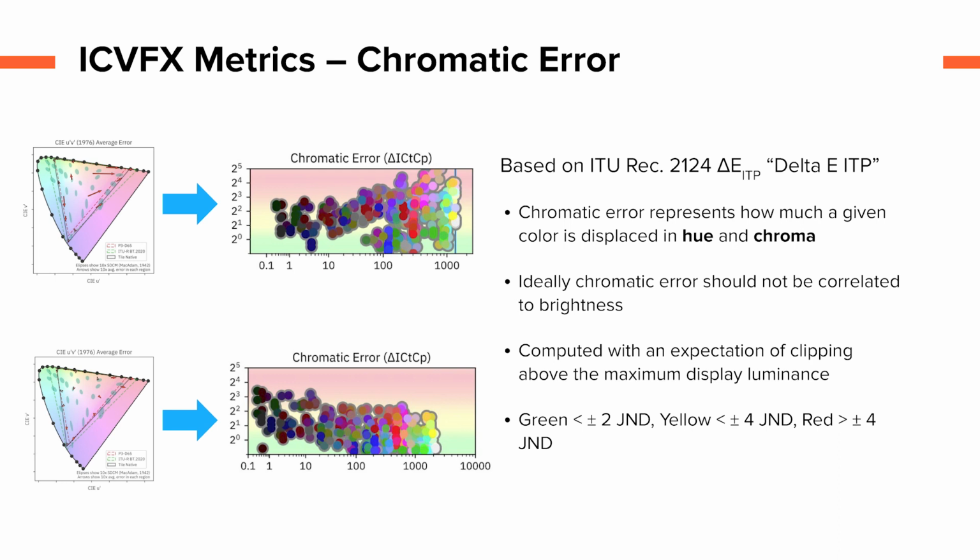This chromatic error chart here, again, we've got the brightness across the bottom in nits, and we can see that in this case, it's got better control on the low end, and then as we get up toward the brighter colors, there's more variability in the reproduction. This tile on the bottom here is more even throughout the luminance range. And again, that's not captured at all on the traditional chart.